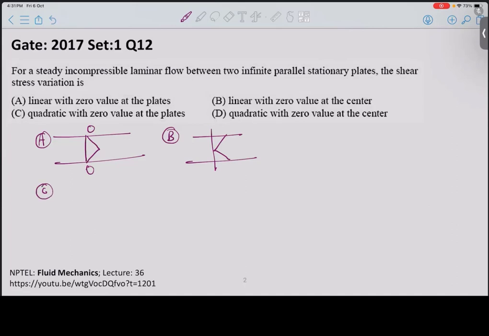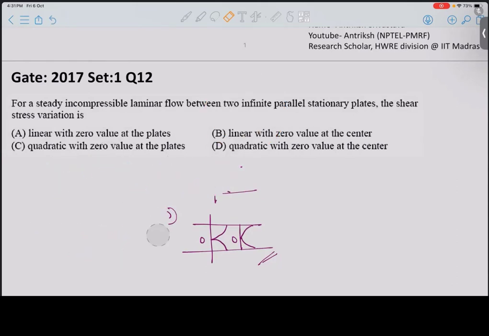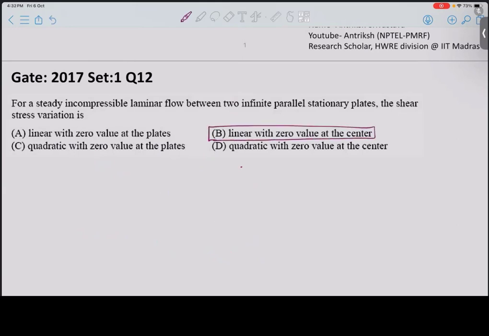C is quadratic with zero value at the plate. So something like this. And D is quadratic with zero value at the center. Maybe like this or like this. You may try to remember the answer as it is, that is B, linear with zero at the center.